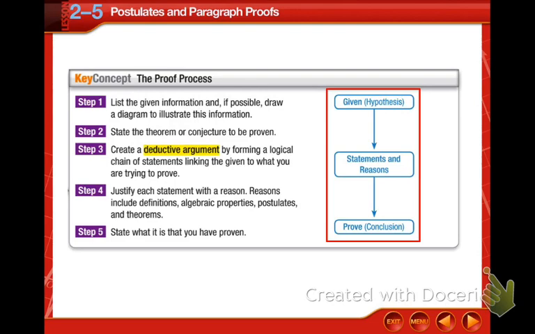Step 3 and 4 are pretty much what you're doing, like it's the work, right? So you create a deductive argument, using theorems, laws, postulates, algebraic properties, and definitions, whatever you have in your toolbox to prove something to be true. And then the last step is to state what you have proven. So x equals 3, or whatever you're doing, and then you just state it out.